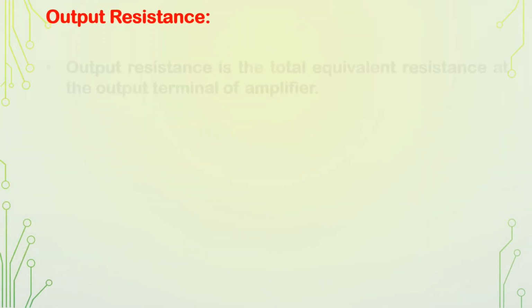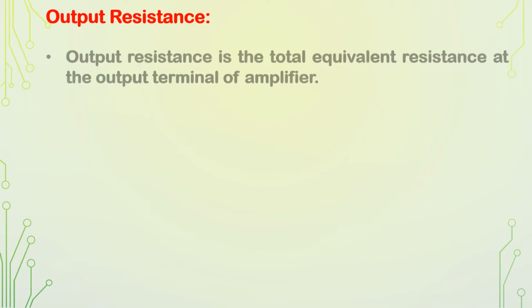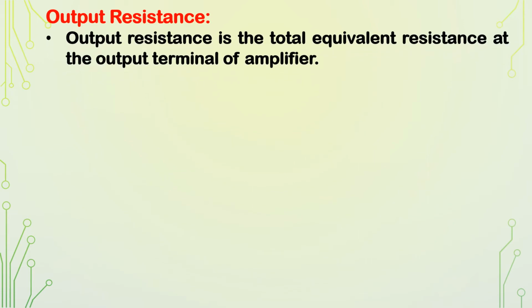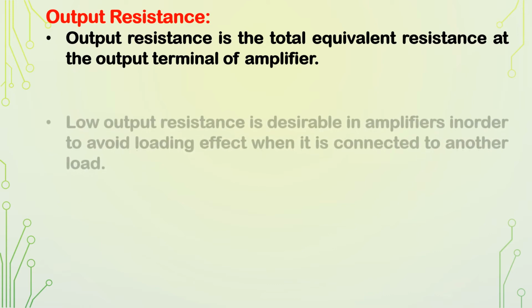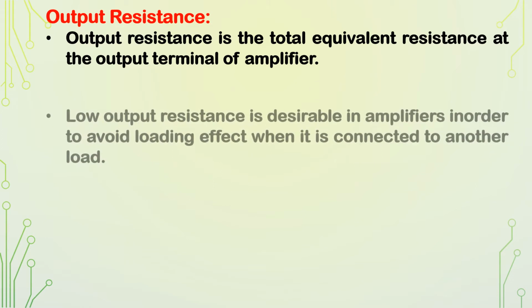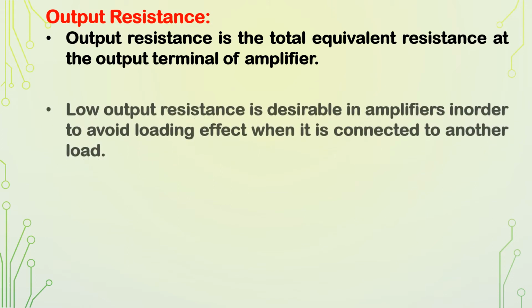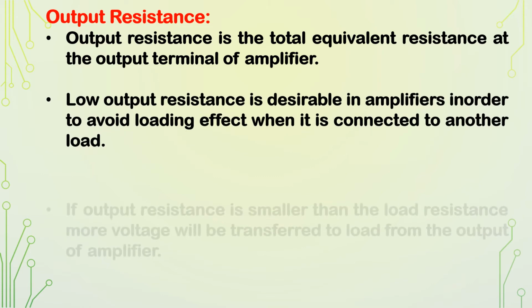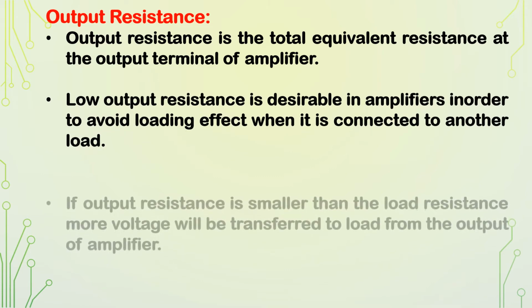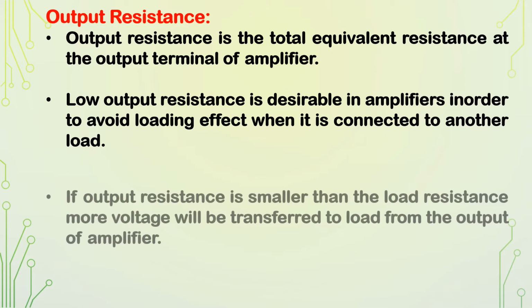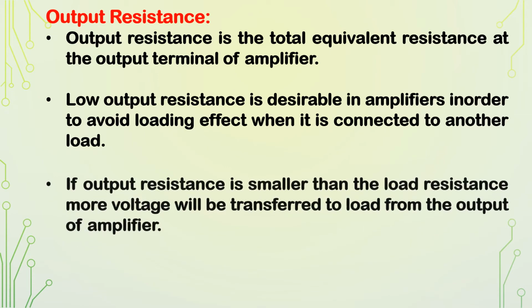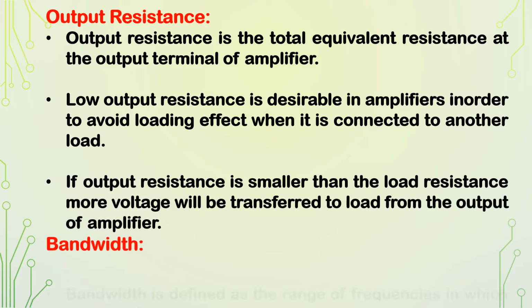Next characteristic, that is the output resistance. So output resistance is the total equivalent resistance at the output terminal of the amplifier, and low output resistance is desirable in amplifiers in order to avoid loading effect when it is connected to another load. Loading effect we have already explained. And if output resistance is smaller than the load resistance, more voltage will be transferred to the load from the output of the amplifier.